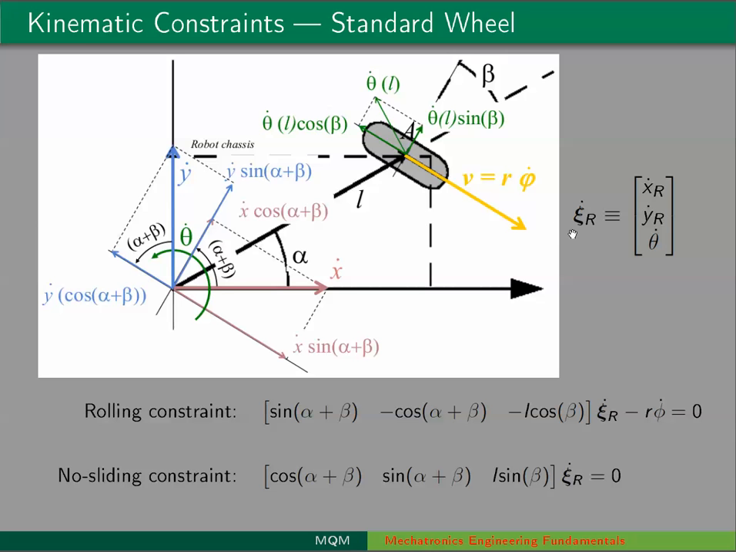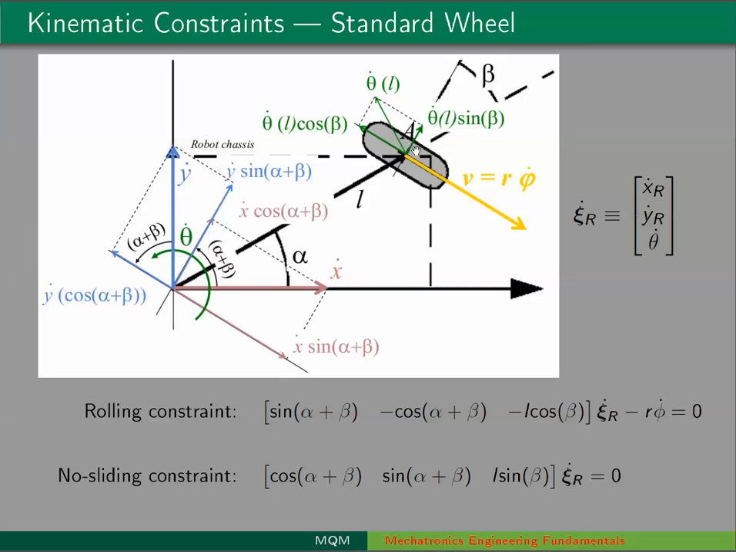Introducing this notation, I dot r is the velocity in the robot frame. So we have x dot r, y dot r, and theta dot. And here is the equation for the rolling constraint. So we've got it in linear algebra form. So we have x dot r times sine alpha plus beta. So there's that parallel component. And we have minus y dot r cosine alpha plus beta. There's this component. And then we have theta dot L cosine beta. So there's that component. And those all add up to r phi dot.